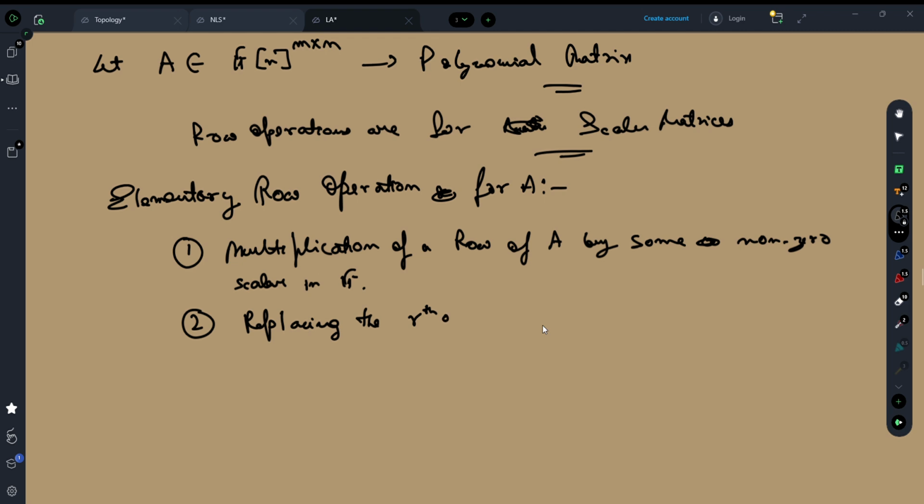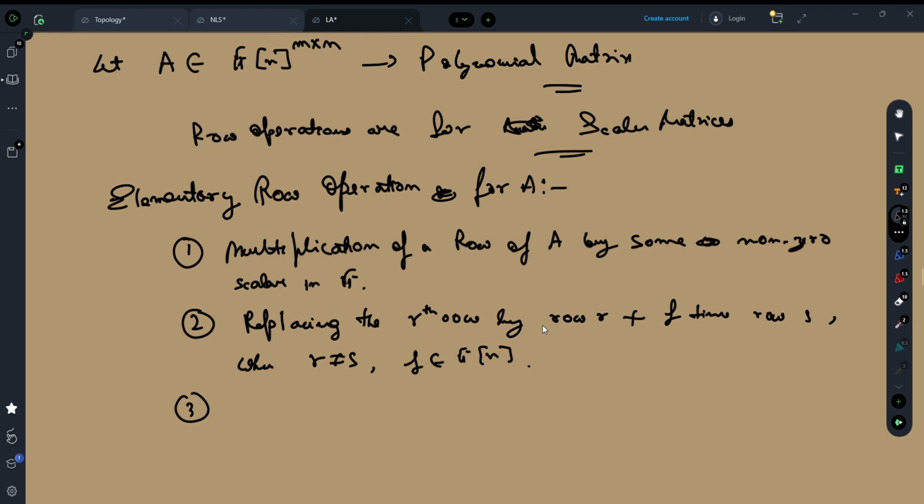Number two, replacing the rth row by row r plus f times row s. These are pretty obvious, right? Where r is not equal to s and f is a polynomial over F. And the last is also very obvious. It is the interchanging of two rows. Interchanging two rows.